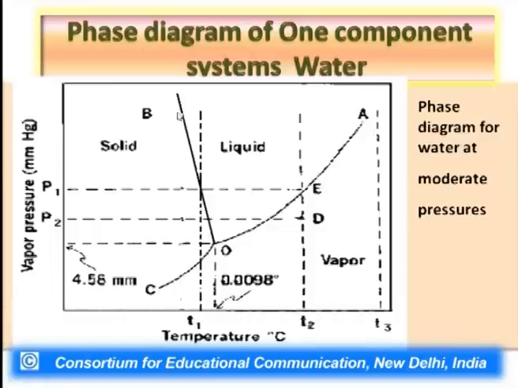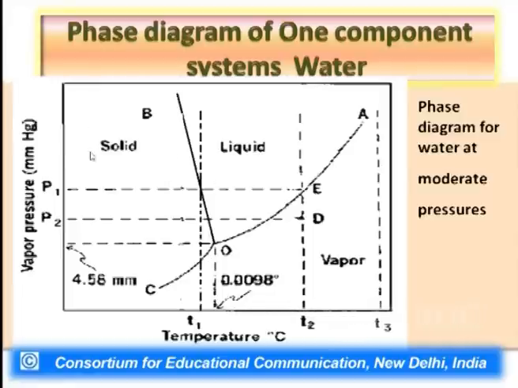Now, curve OB separates two different phases: solid at the left hand side, and at the right hand side there is liquid. And below the curve AOC there is the vapor phase. Now, this phase diagram is nothing but the pressure versus temperature curve.